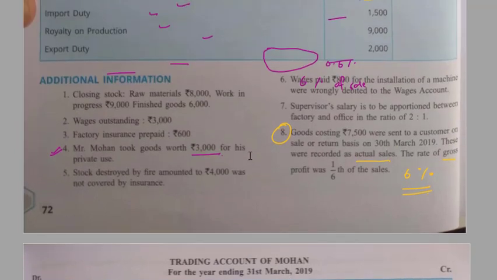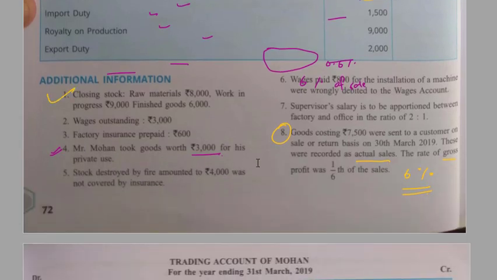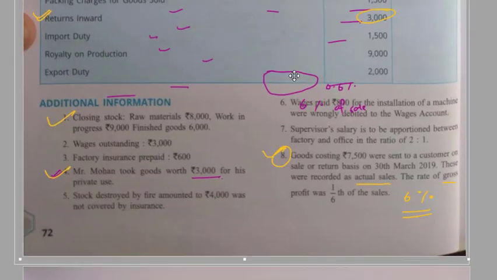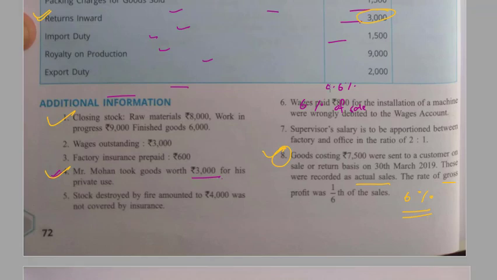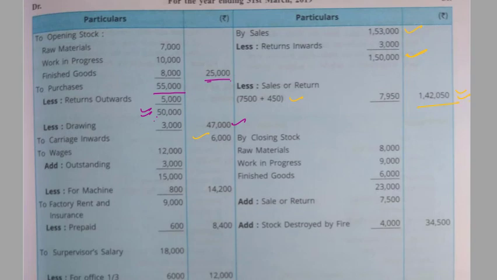Now closing stock is mentioned in the additional information only. This 50% I have included. Now closing stock, just a minute. So closing stock is 8,000 for raw material, 9,000 for work in progress, and 6,000 for finished goods. That we will include in closing stock. So my closing stock is 8,000, 9,000, 6,000, which gives me a total of 23,000.